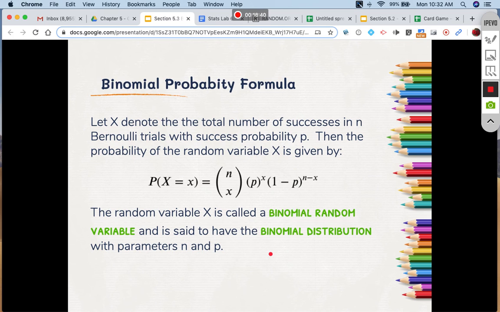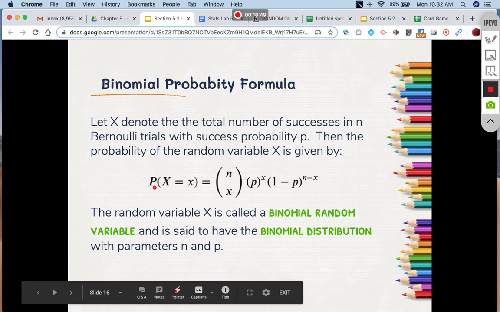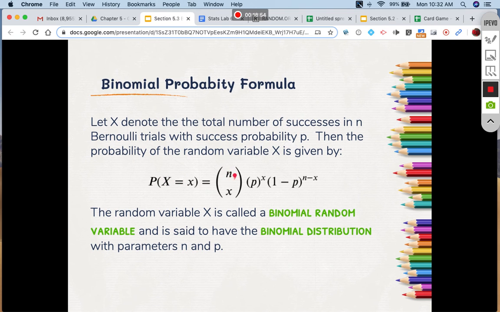X is the total number of successes in n trials with a success probability of p. So we can find that the probability that X equals x is going to be the number of trials, this is the number of successes, probability of success raised to the number of successes, 1 minus p, that's the probability of failure, n minus x is the number of failures. I have x successes, n minus x failures. So that's basically what that's doing.